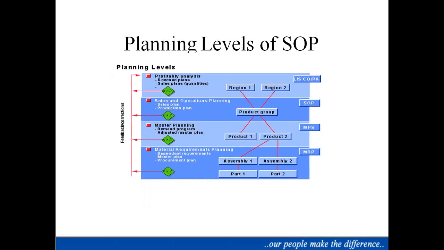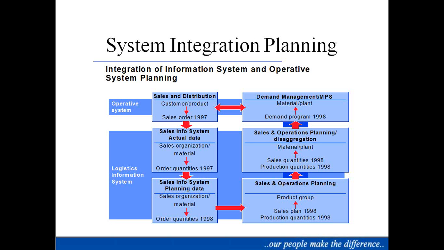There are different product group levels. You can plan at the region level, product group level, individual product level, or individual material level, and run the SOP. The outcome of the SOP is always the demand for that particular product group or material. Here, this is the sales information system, followed by the logistics information system. Finally, they freeze some figures for the order quantities for the year.